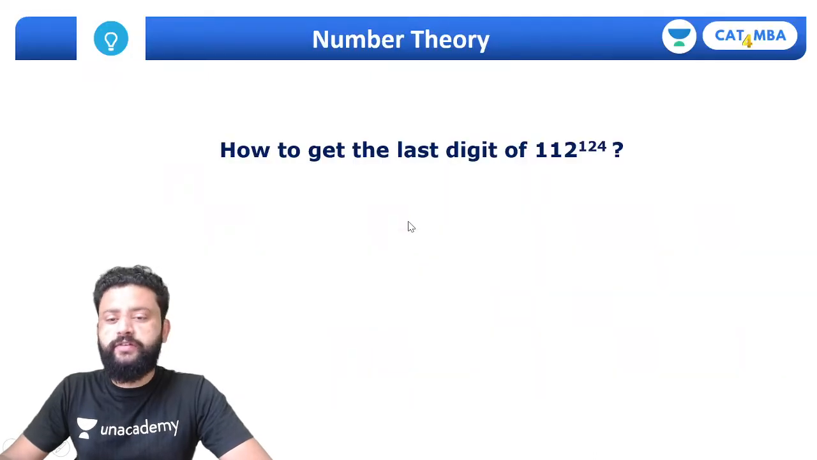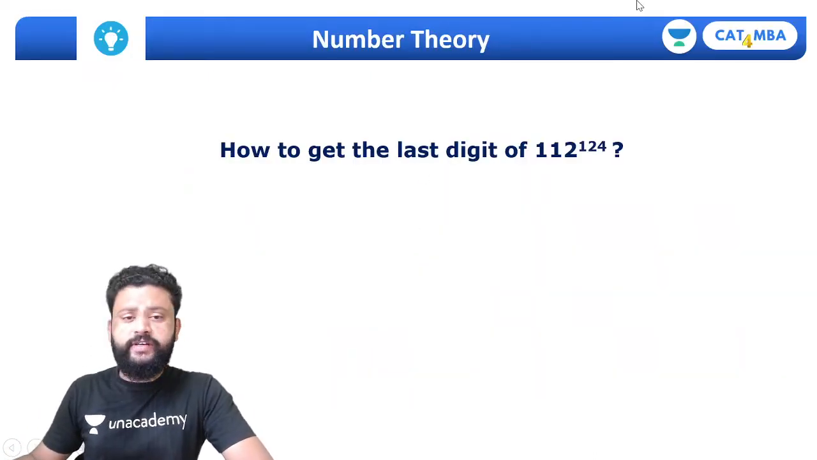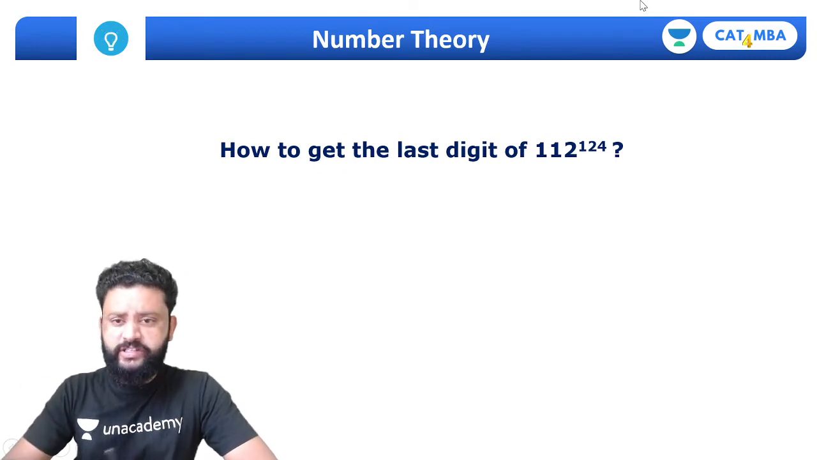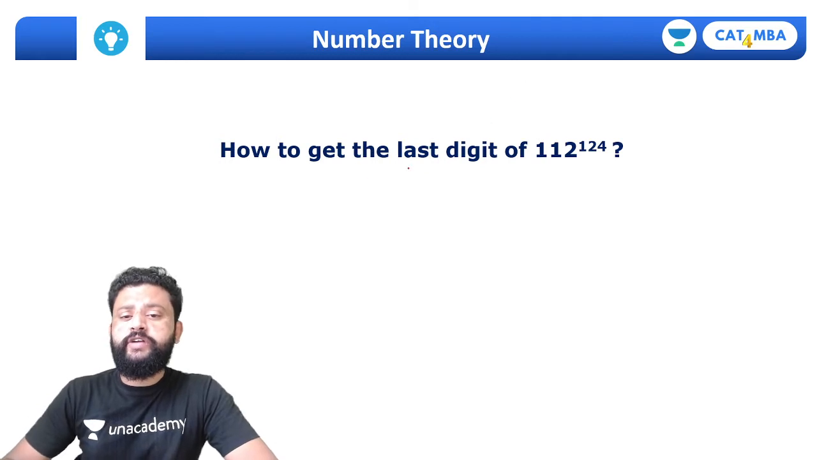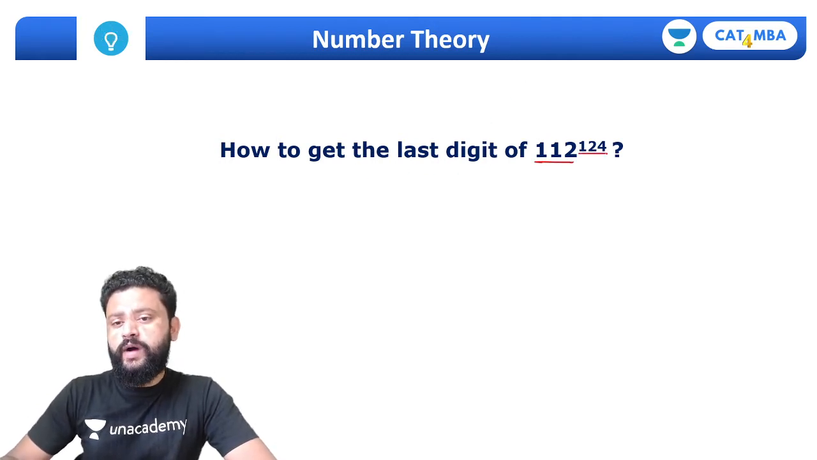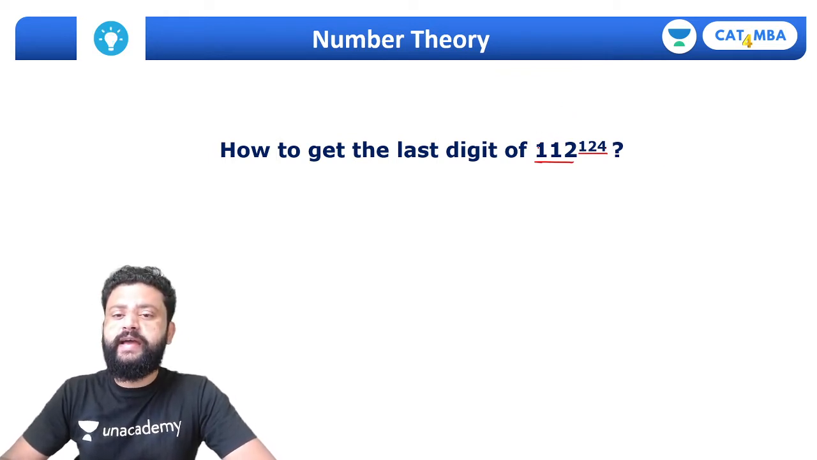So let's begin with the session, guys. In this session, mainly we are going to discuss how to get the last digit of this calculation, how to get the last digit of 112 to the power 124. Of course we cannot do it manually, but there is one trick behind this.